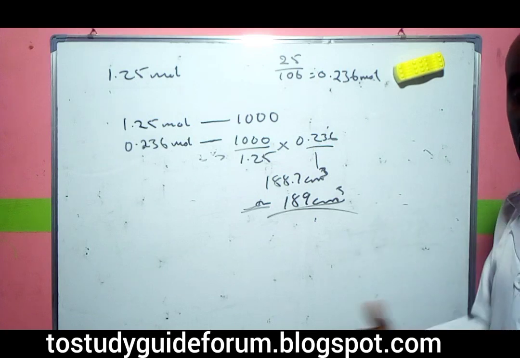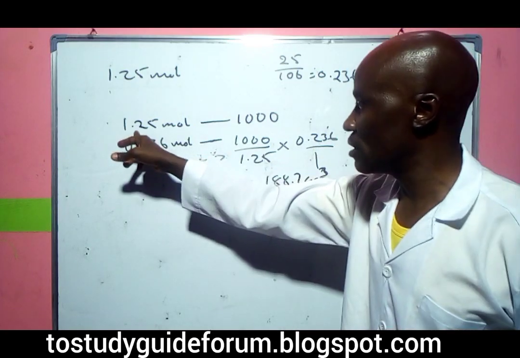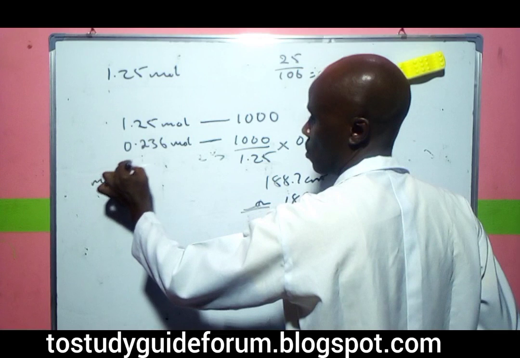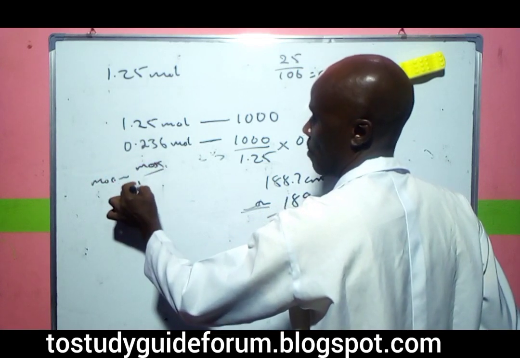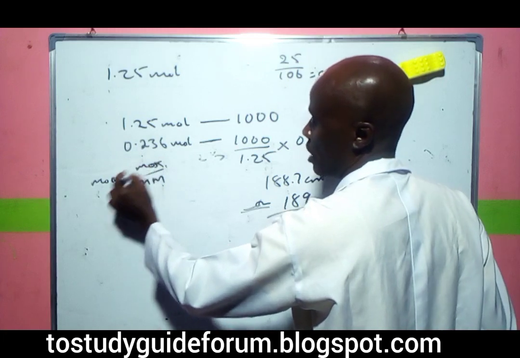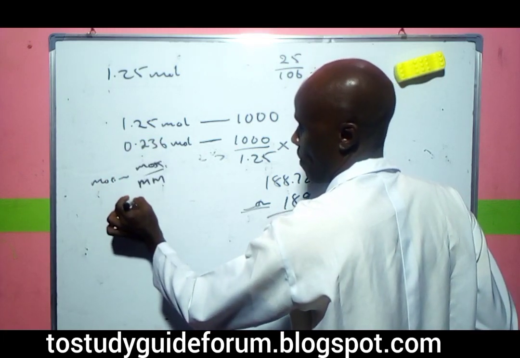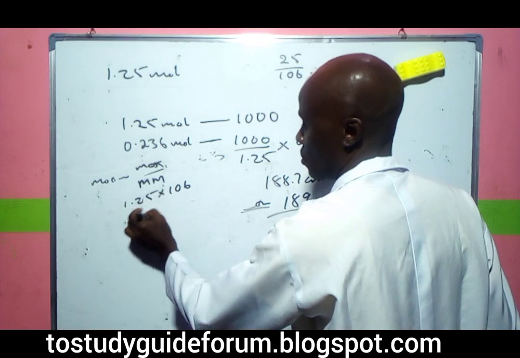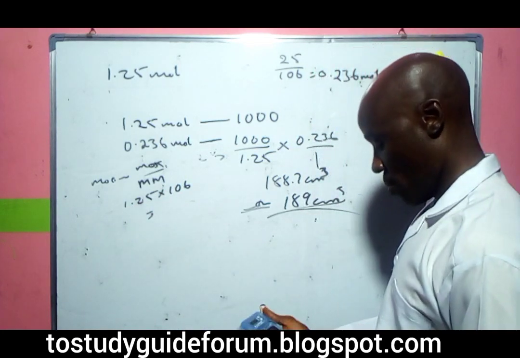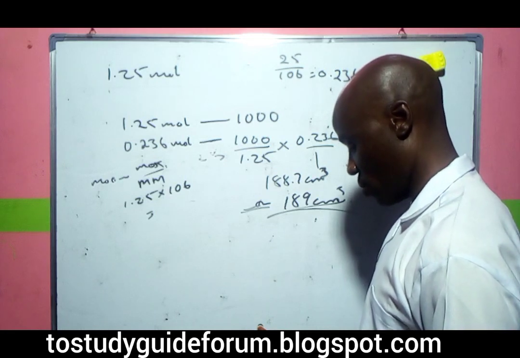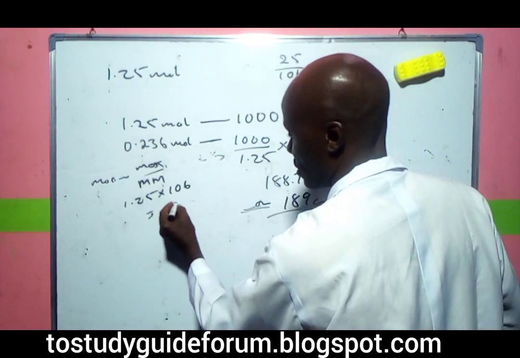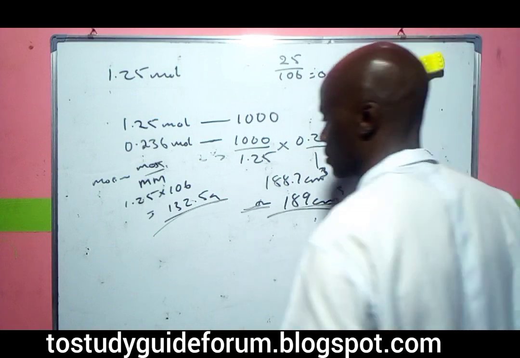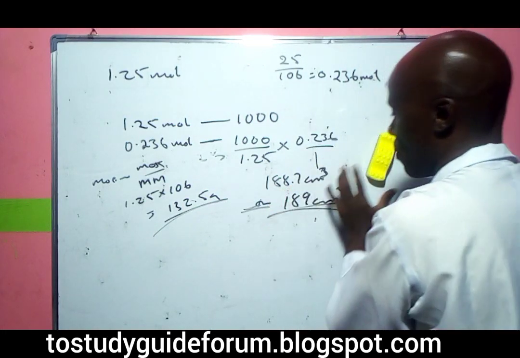But then we can also solve it another way around, which is converting this to grams. Mole is equal to mass over molecular mass. So mass will be mole concentration 1.25 times 106. We have 1.25 times 106, which is 132.5 grams.